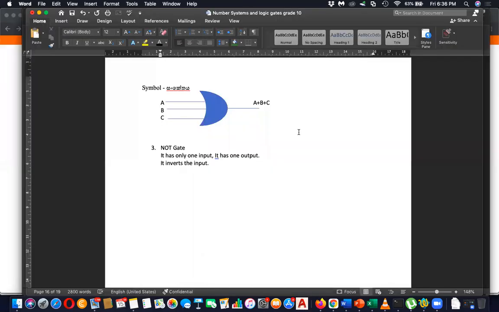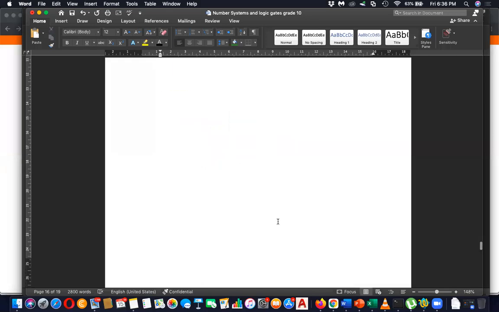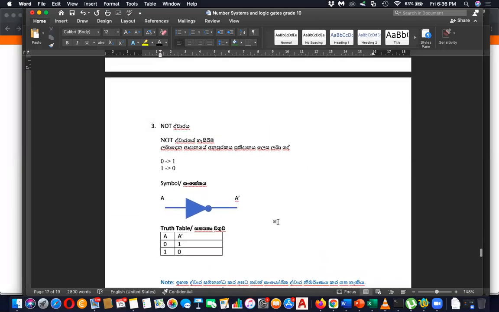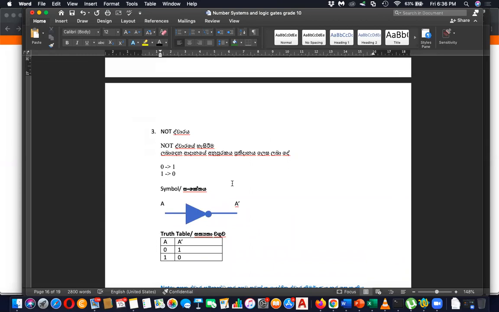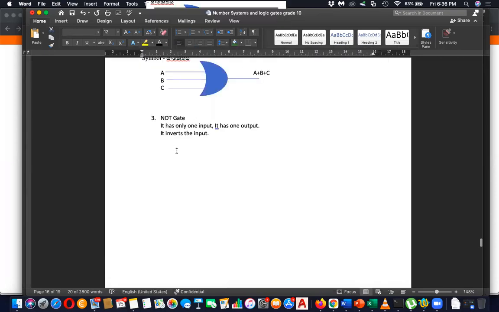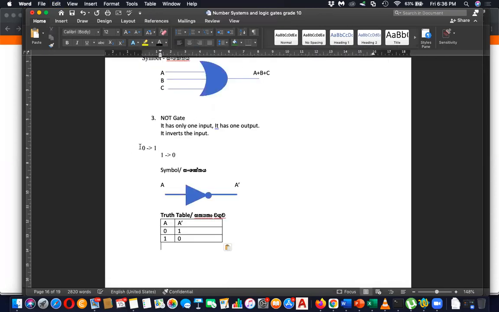Okay, so let's draw this, and actually there is no need to draw the circuit, but you can write down what's happening in the gate. If you feed 0, it will output 1. If you feed 1, it will output 0. And this is the truth table for the NOT gate. Quickly write this.